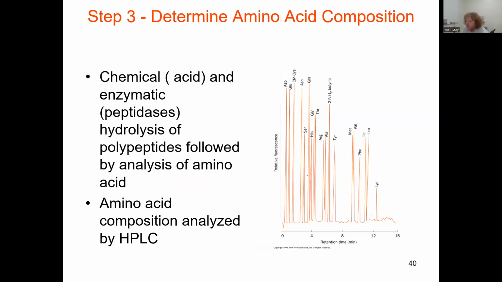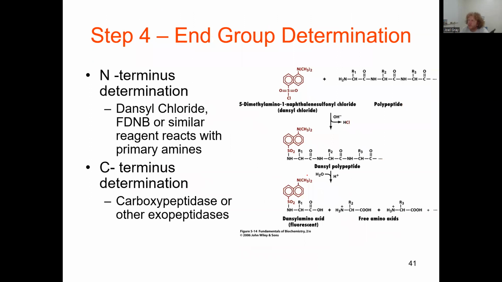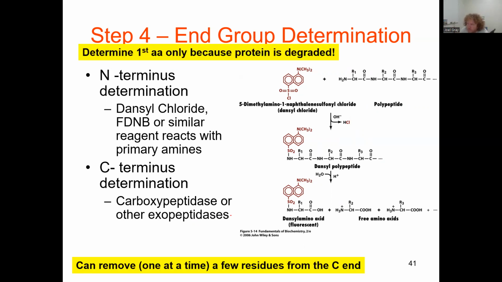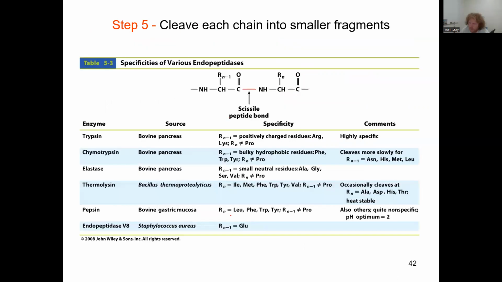So you cleave the disulfide bond, determine the amino acid composition by HPLC. So that tells you, yes, every single one of our 20 proteinogenic amino acids is present. Okay, valuable. Then step 4 is N-terminal group determination, where you're going to use dansyl chloride, FDNB, or similar reagents to determine what's the N-terminal amino acid. And then carboxypeptidases or exopeptidases will cut off the C-terminal amino acid to say this is the amino acid that's on the C-terminus. Now, you're going to remove a couple from each end at a time, determine what they are, and go from there.